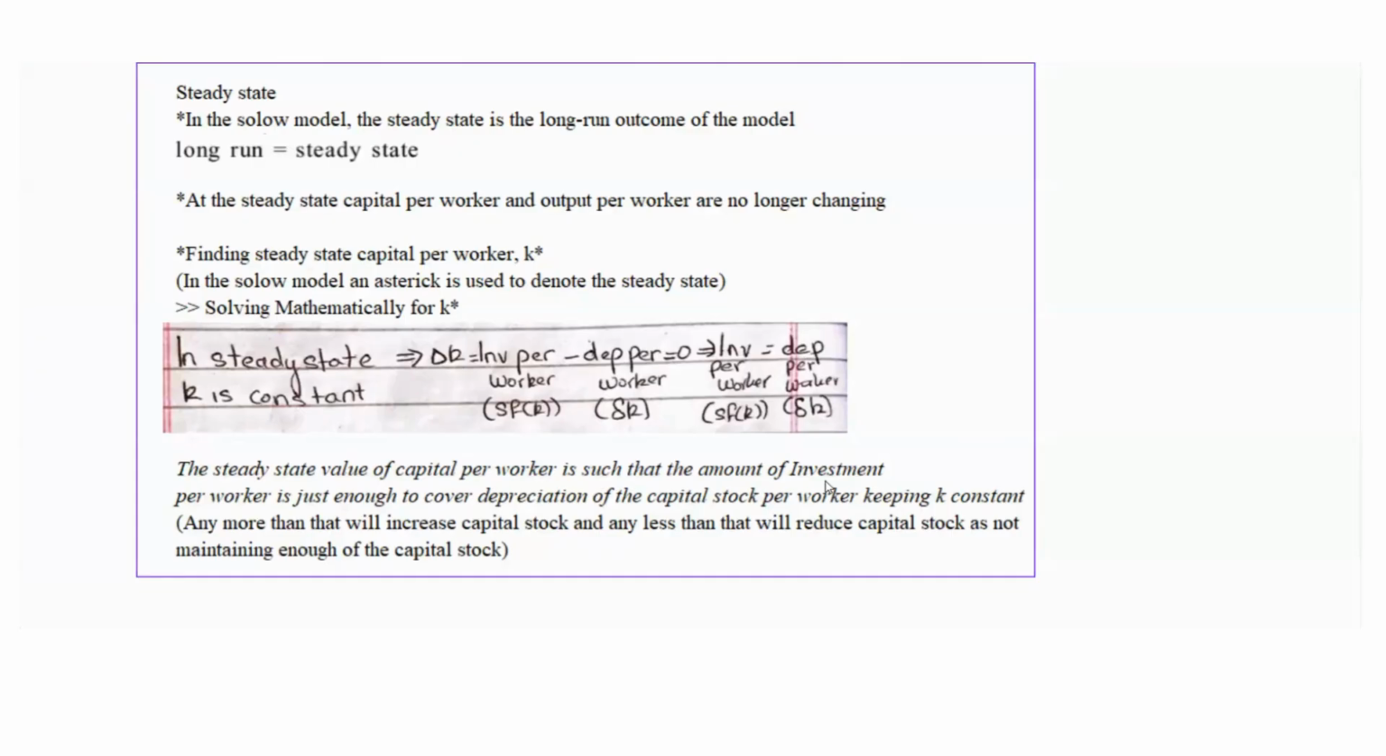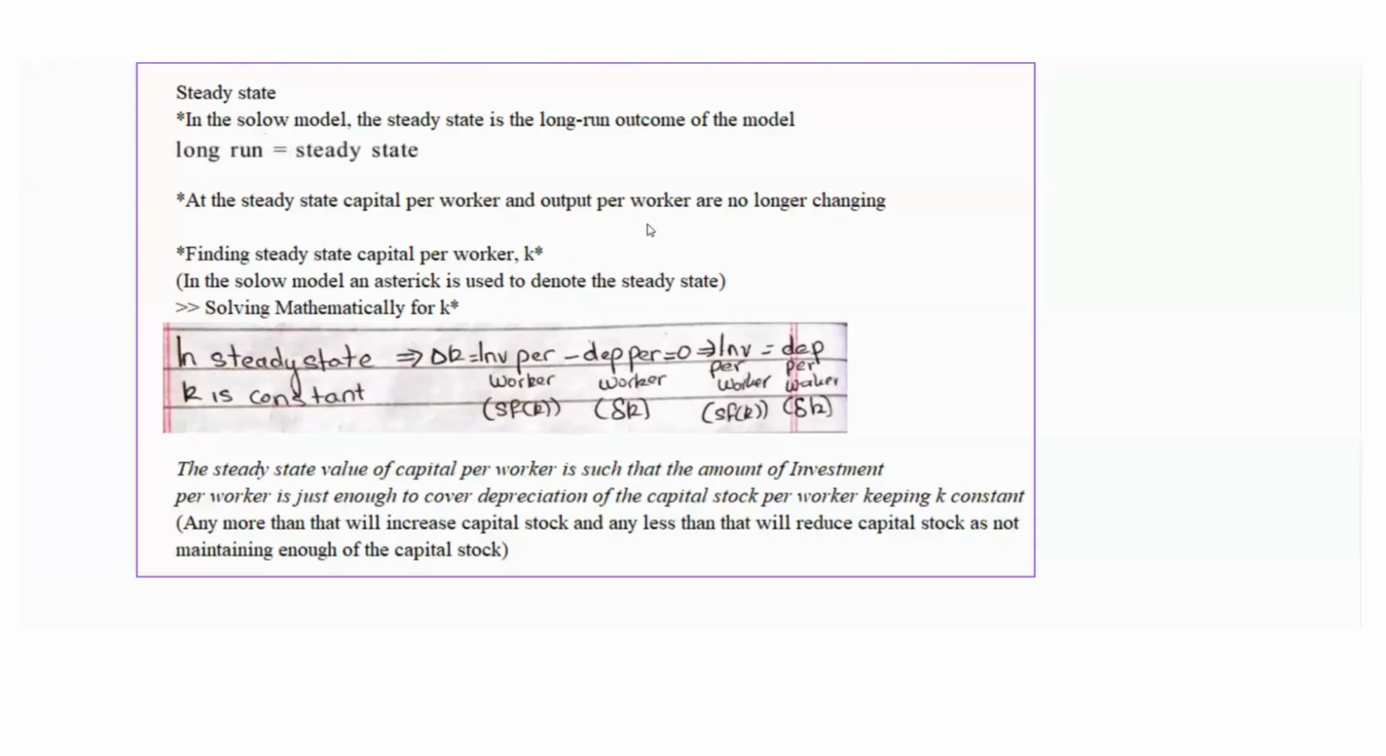So in this basic Solow model, if you want to find the steady state level of capital per worker, that's essentially where investment per worker is equal to depreciation per worker. Investment per worker is your savings rate times your output per worker, which is given by the per worker production function, and depreciation per worker is the depreciation rate times capital per worker. So the steady state value of capital per worker is such that investment per worker is just enough to cover depreciation of the capital stock per worker, keeping capital per worker constant. Any more investment than that will increase the capital stock, and any less will reduce it.